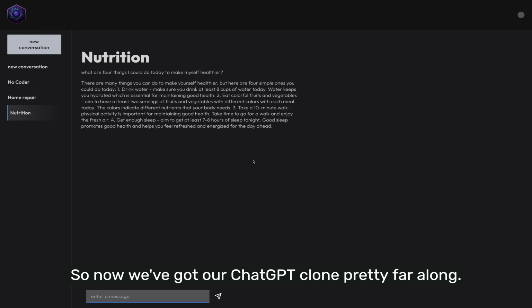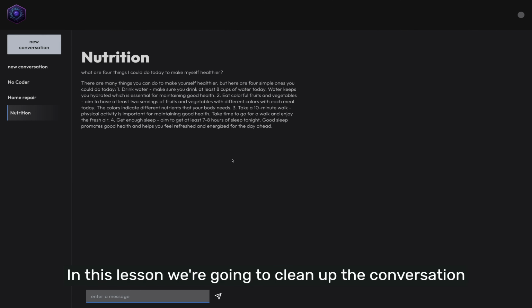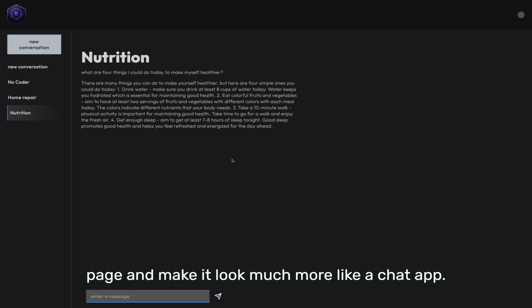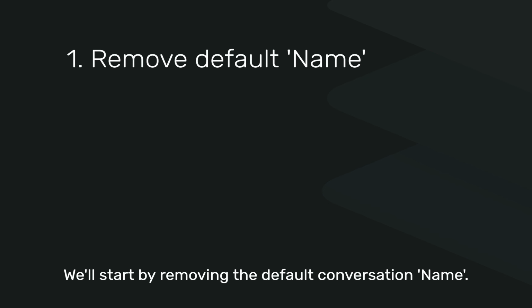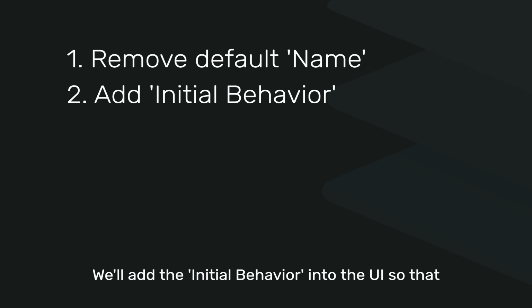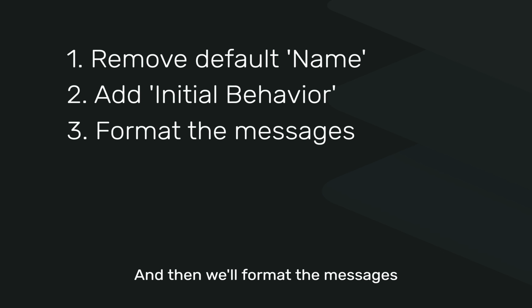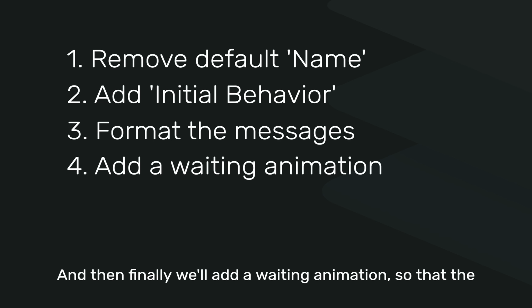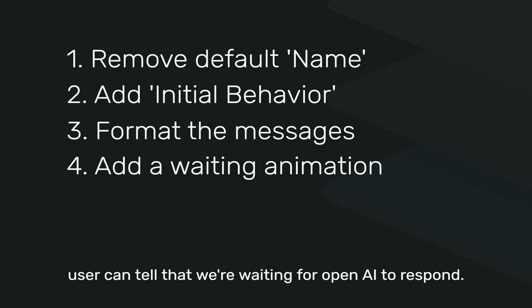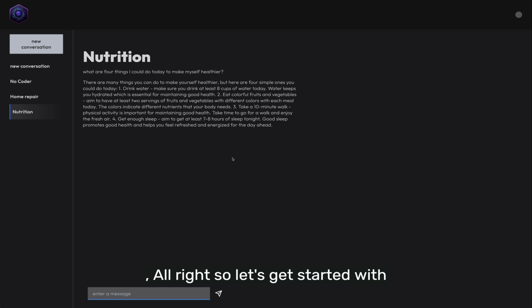So now we've got our ChatGPT clone pretty far along. In this lesson, we're going to clean up the conversation page and make it look much more like a chat app. We'll start by removing the default conversation name. We'll add the initial behavior into the UI so that the user can see what the initial behavior is. And then we'll format the messages to make them look a lot better. And then finally, we'll add a waiting animation so that the user can tell that we're waiting for OpenAI to respond. All right, so let's get started with removing the default conversation name.